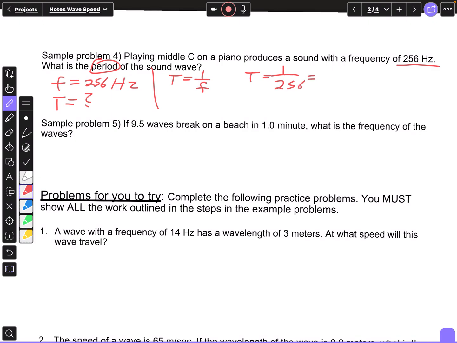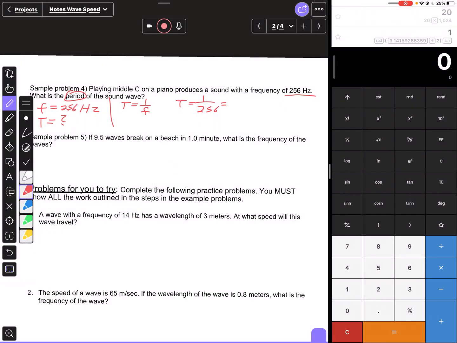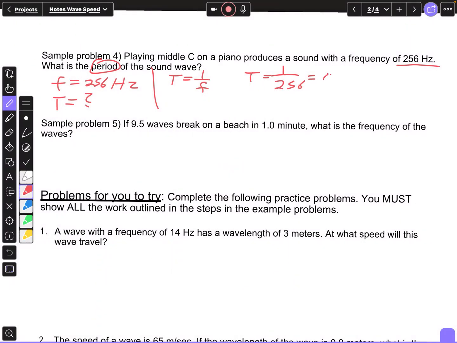I get my calculator. One divided by 256 equals 0.0039. So it'll be 0.0039. The units for period is the second, so I just put an S there. Remember the units. I'll ask you all this on the test. So that's the other equation. We just talked about two of them. Pretty simple. Now this is one more type of problem.